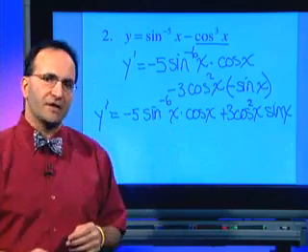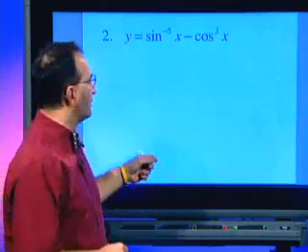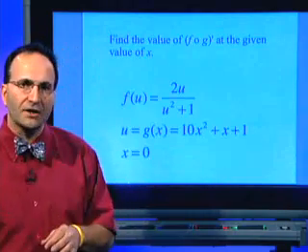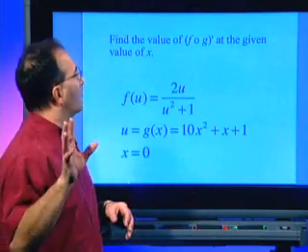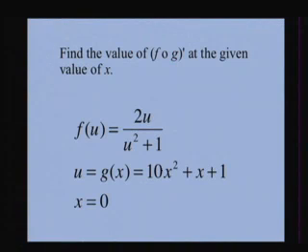Let's try another example. Let's take the example of finding the value of (f of g)' at the given value of x. And we have the function f of u is equal to 2u over u squared plus 1. We're told that u is equal to g of x, which is equal to 10x squared plus x plus 1, and that x itself is equal to 1.